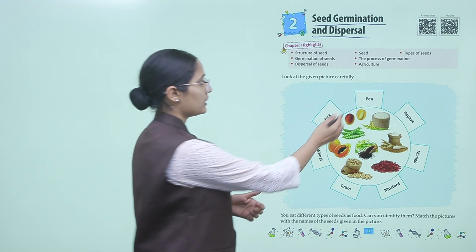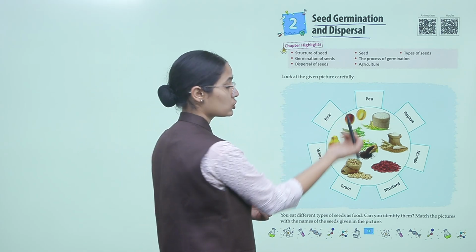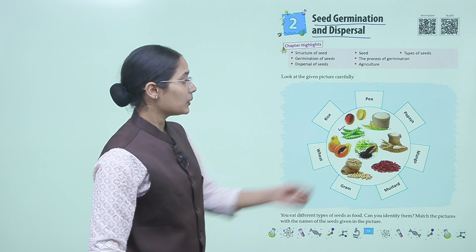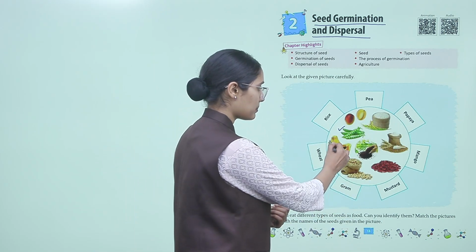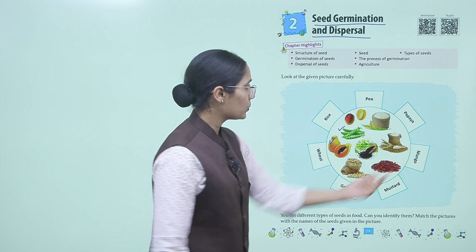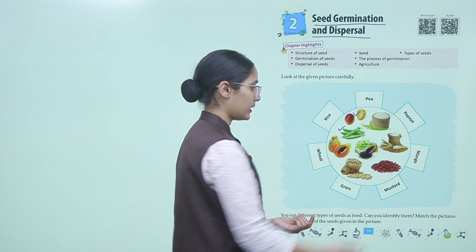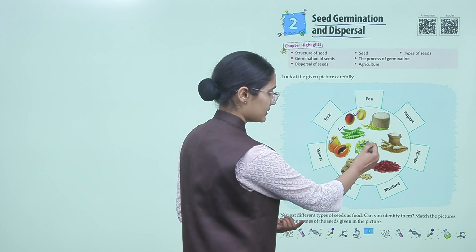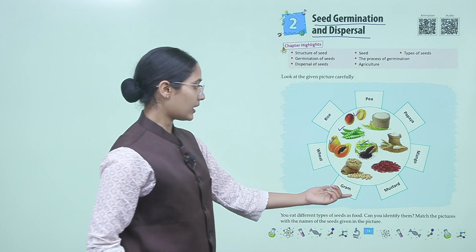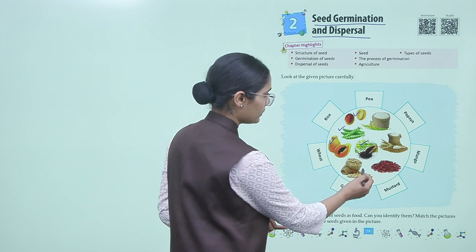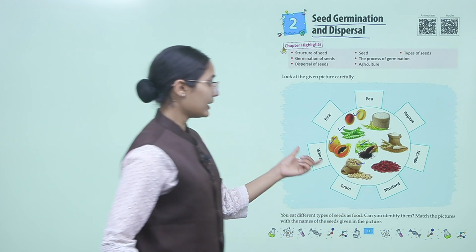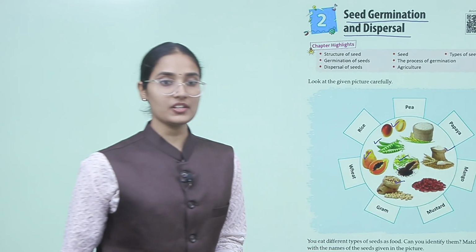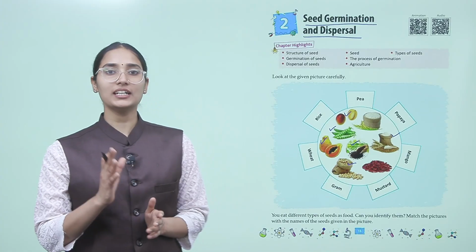So it is talking about pea. Where is pea? Pea is here. Then papaya, so here is papaya. Then mango. Mango also has seeds. Mustard, what is mustard? Here it is. Then gram, so where is gram? Here it is. And wheat, so this is wheat. Now let's go to the next page.